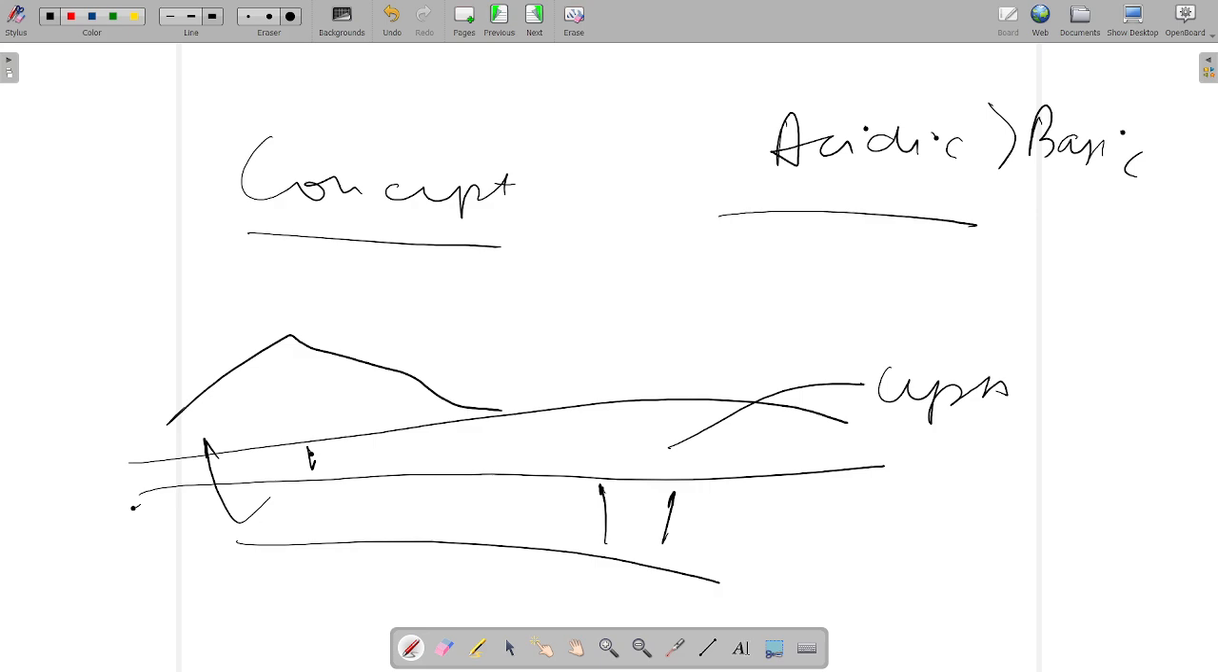And see, I am not telling you anything from my own side, right? Everything that I have told you is somewhere given in the book. So now acidic and basic, we have seen.